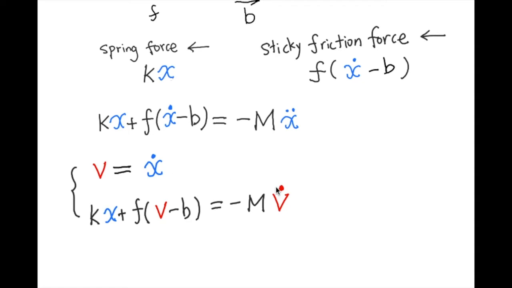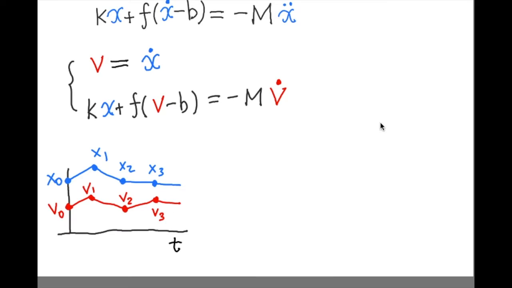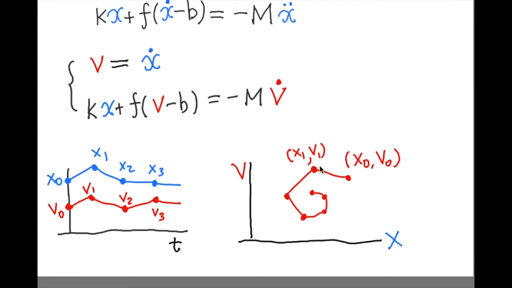Now we only have the first derivative. I will use the Euler method to graph x and v with respect to t. I will also graph the velocity and position, x and v, in its phase space. So in this coordinate, there's no timeline.